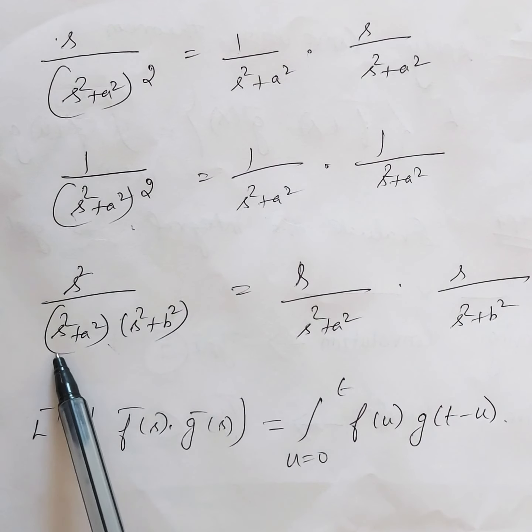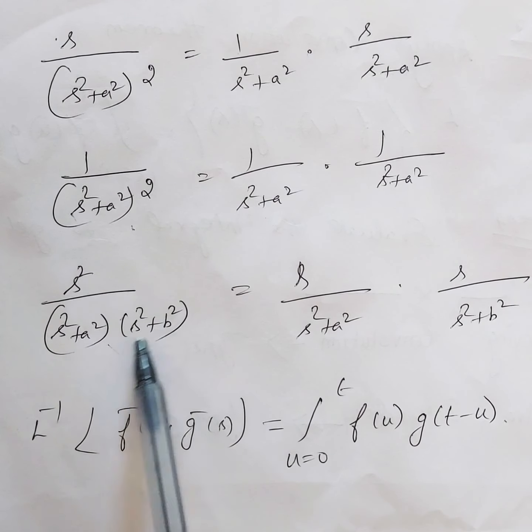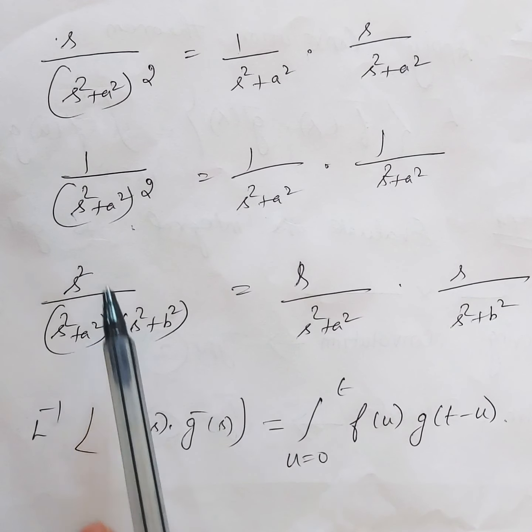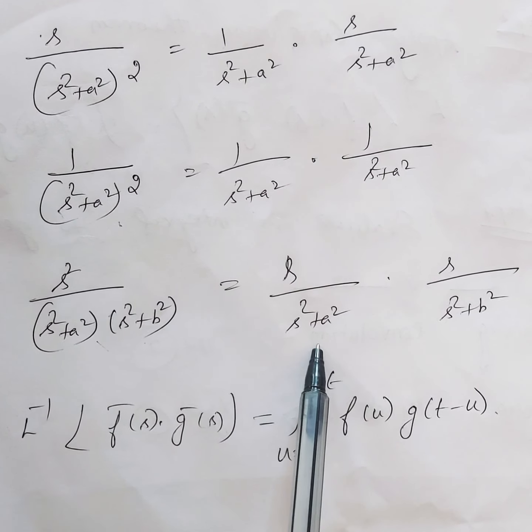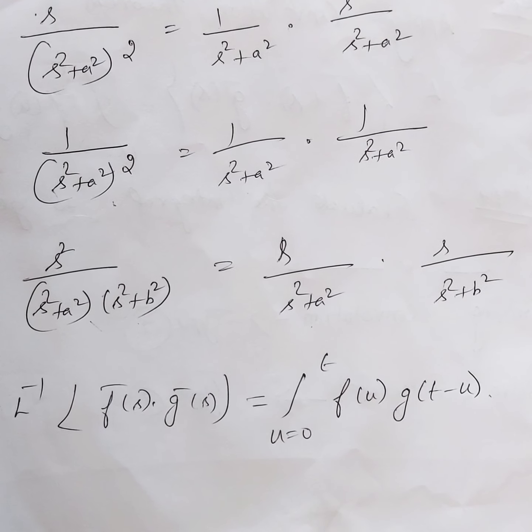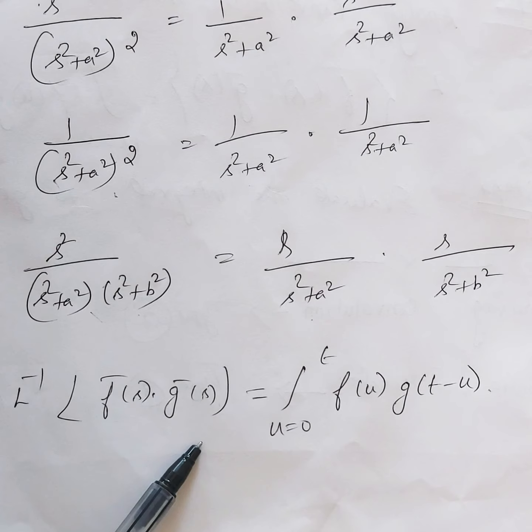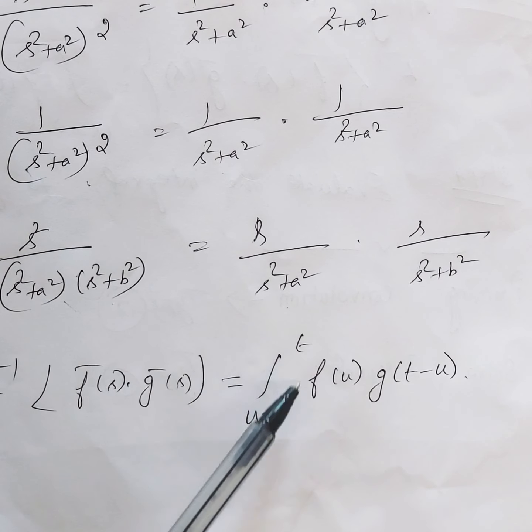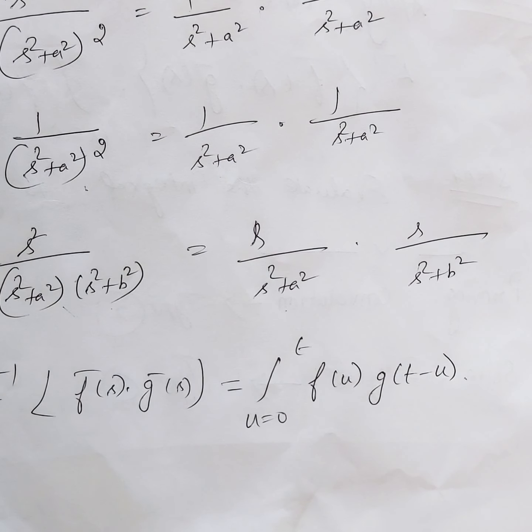And this is a problem that we have seen now, and this is there in the model question paper, s square by s square plus a square into s square plus b square. So, one s you keep for this function, one s you keep for this function. So, this is f bar of s and this is g bar of s. So, finally, you are using this L inverse of f bar of s into g bar of s is integral from u is equal to 0 to t, f of u g of t minus u. Let us see one more problem.